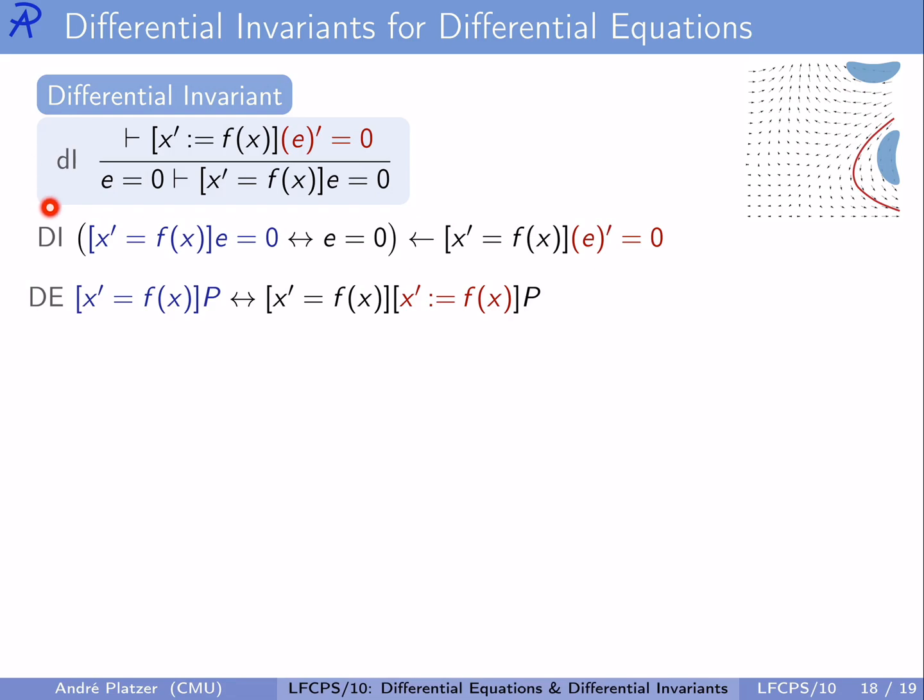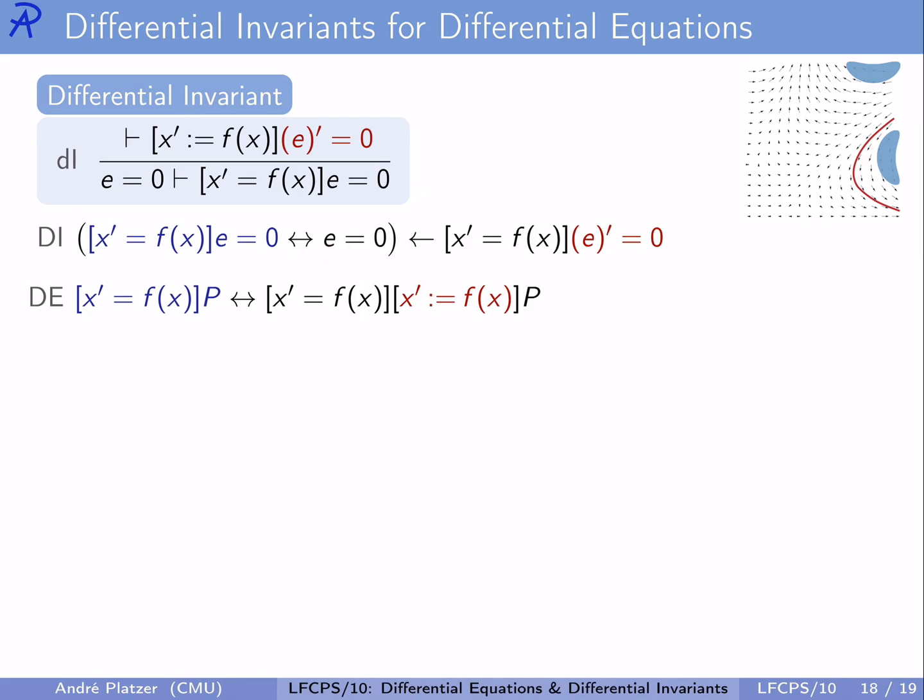This differential invariant proof rule derives directly from the more fundamental differential invariant axiom that says that if we have a proof that always after a differential equation e prime is 0, so the rate of change of e is 0, then e itself is 0 all the time after that differential equation, if and only if e is 0 right now. No rate of change means it remains 0 all the time if and only if it is 0 right now.